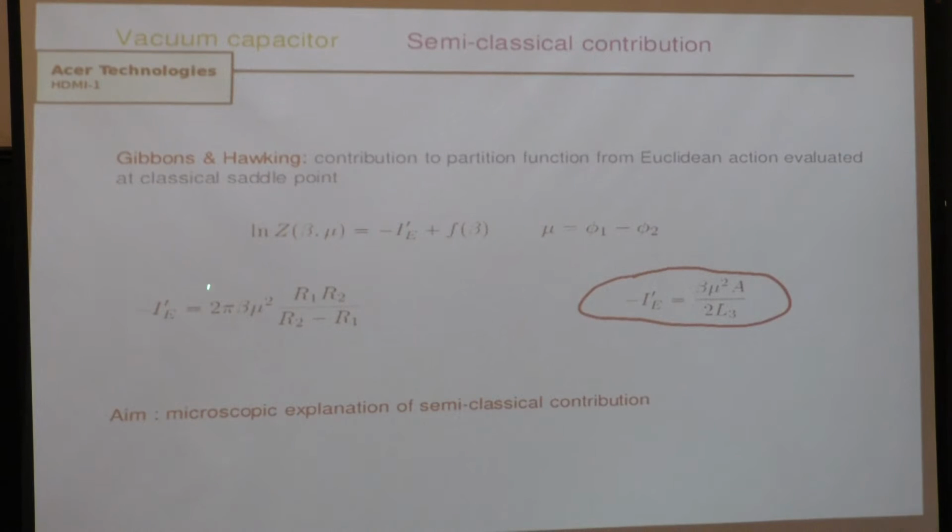goes, for the spherical case, it goes like this. So this is the mu dependence. Mu is the chemical potential for electric charge. And you find that the mu-dependent contribution to the partition function goes with the area of the plates in the planar case. And it goes with 1 over L3, the difference in this thing.